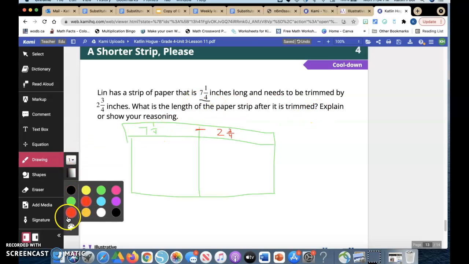So, let's look at 7 1/4. 7 plus 1/4 makes up 7 1/4. 2 plus 3/4 makes up 2 3/4. Now, boys and girls, it's going to be your job to figure out if you need to decompose 7 or if you can just go ahead and subtract with what you have.